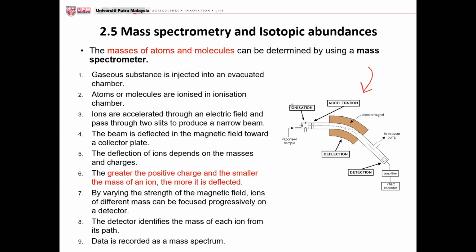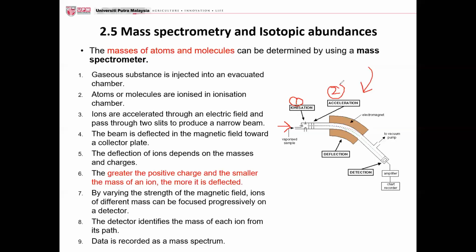So what happens in the mass spectrometer? The gaseous substance is injected into an evacuated chamber, which is this one. Atoms or molecules are ionized in the ionization chamber. This is the first part. Ions are accelerated through an electric field and pass through 2 slits to produce a narrow beam. So it goes to the second part.